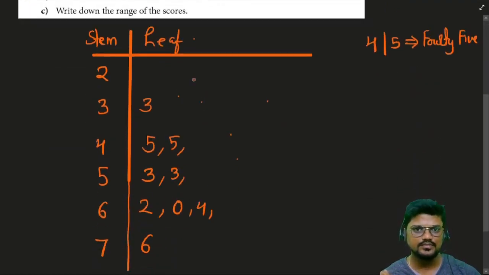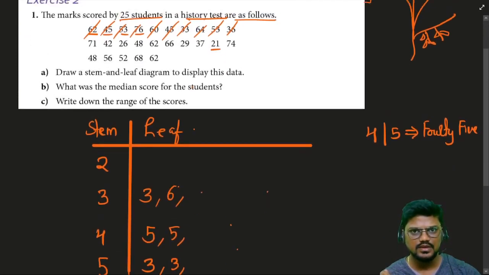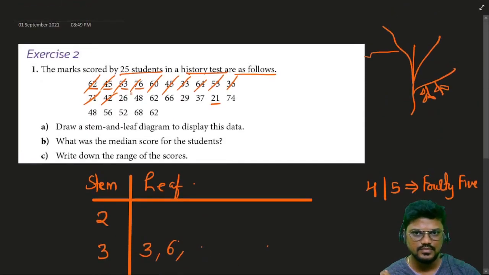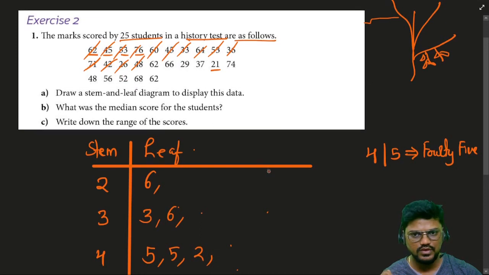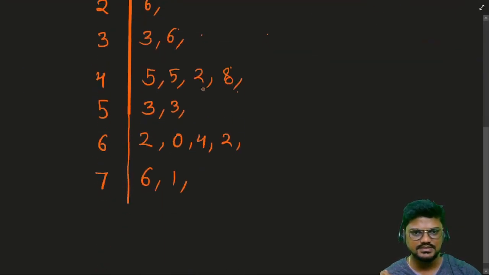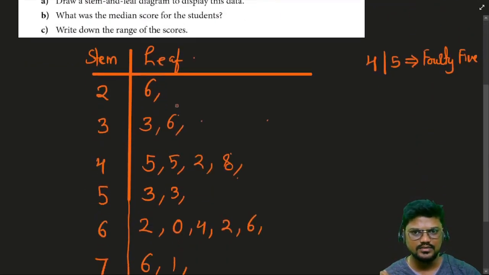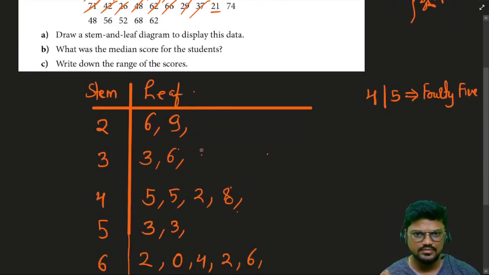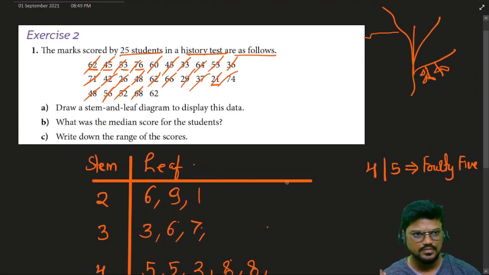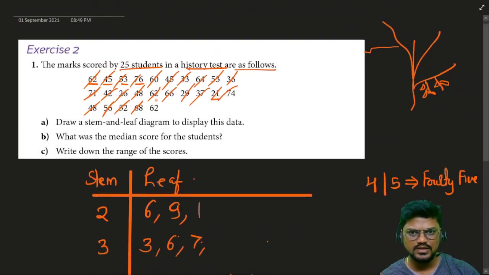53. Next 36. Then 71. Then 42. 26, 48, then 62, then 66, 29, 37, 21, 74, then 48, 56, 52, 68, and then 62, the last one.